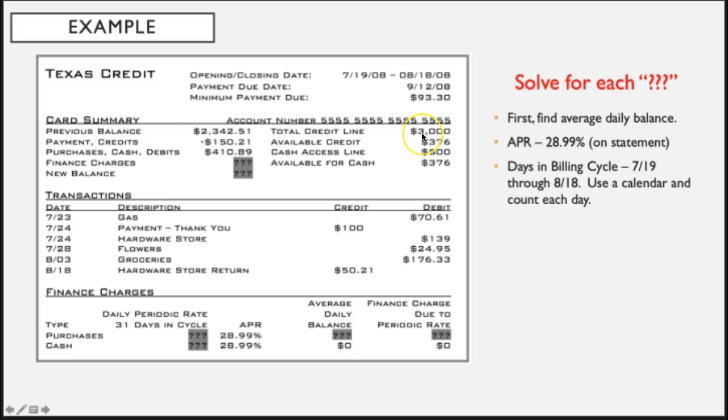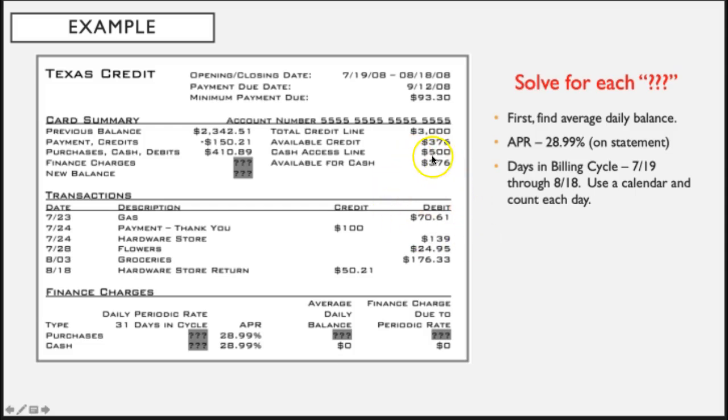The total credit line, that's how much you can spend total. Once your balance on the credit card statement reaches $3,000, then they won't let you put any more money on the credit card. So we're pretty close to that, aren't we? At $376 is all that's left. So hopefully, after this statement period, though, there will be a large amount that you make a payment on.